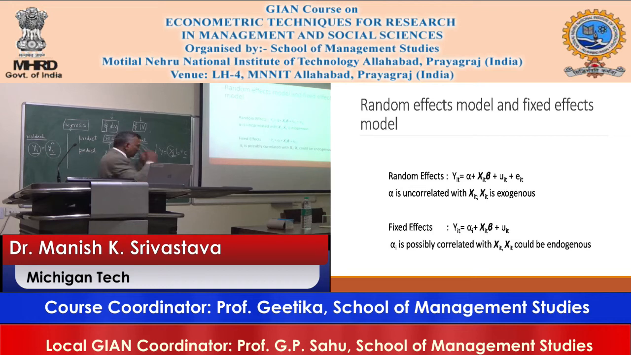Now, in the random effect model, the intercept must be exogenous, meaning it must be uncorrelated with the x's in the model, the other predictors in the model. So the alpha is the intercept, and it must be uncorrelated with the variables. But in a fixed effect model, it is possible that the firm... here I am writing alpha, but here I am writing alpha with a subscript i. What's the difference between this alpha and this alpha i?